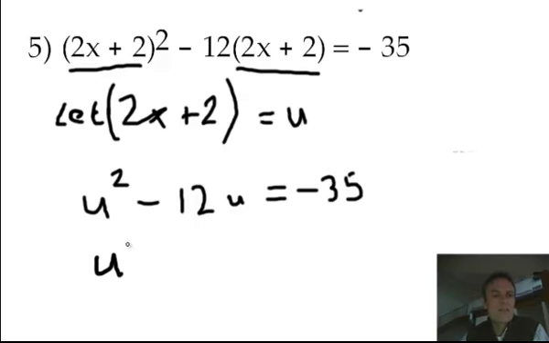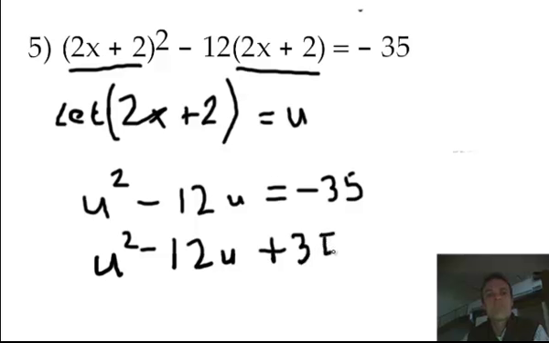Right, let's set it equal to 0. So u squared minus 12u. I will add 35 to both sides. Okay, so if I add 35 to both sides, I have my 0 on the right. Right, there we go.